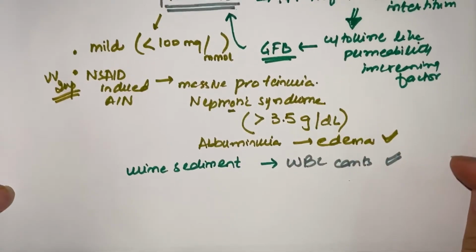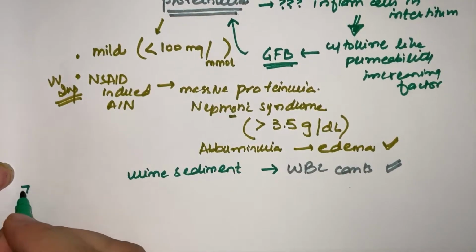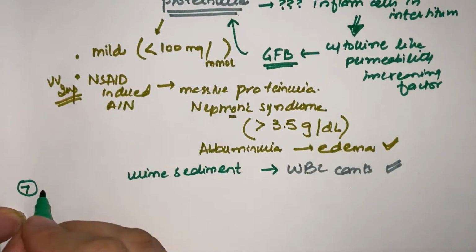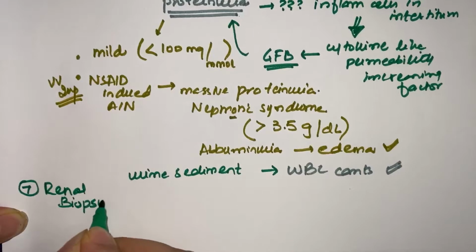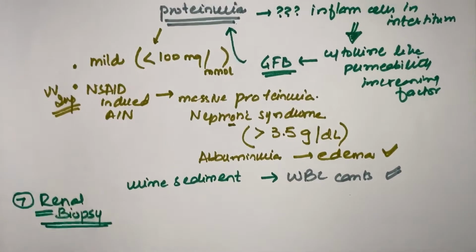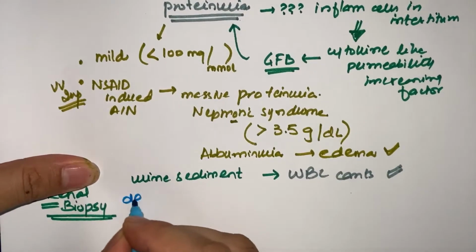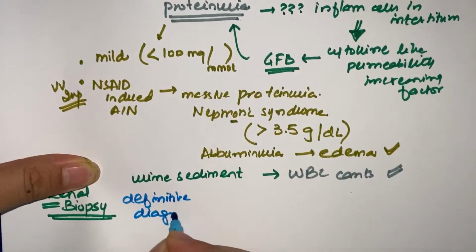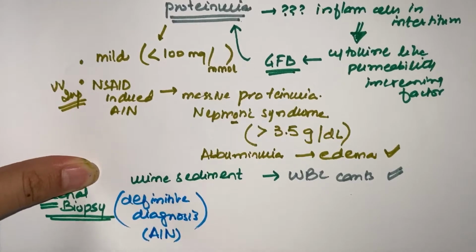And the last modality, or you can say the definitive diagnosis modality, is that if someone asks you what is the investigation done for definitive diagnosis of acute interstitial nephritis, then you'll say that we'll perform renal biopsy. It's very important. I'll write here in front of it that it is the test that is performed for definitive diagnosis. I repeat, it's very important. It is for definitive diagnosis of acute interstitial nephritis.